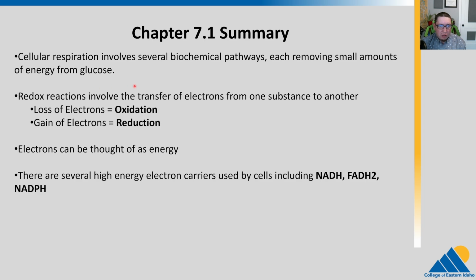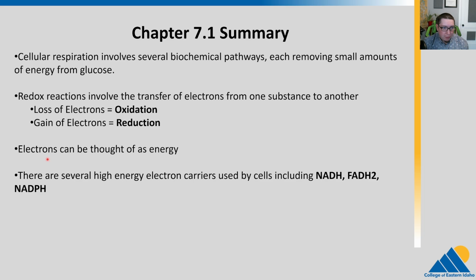Cellular respiration is going to involve several biochemical pathways. Each of those is going to remove a small amount of energy from glucose. We're going to do that in small little chunks so we don't explode or light on fire, basically. This is going to involve redox reactions, oxidation reduction reactions, which are going to involve transfer of electrons from one substance to another. Loss of electrons is oxidation. Gain of electrons is reduction. We can think of these electrons as transferring energy.